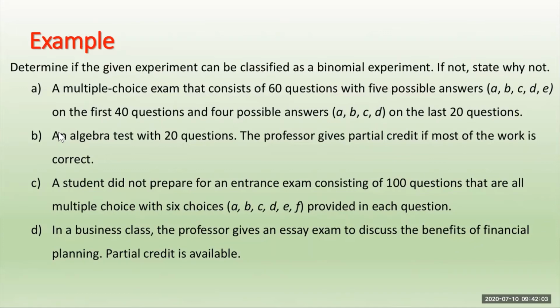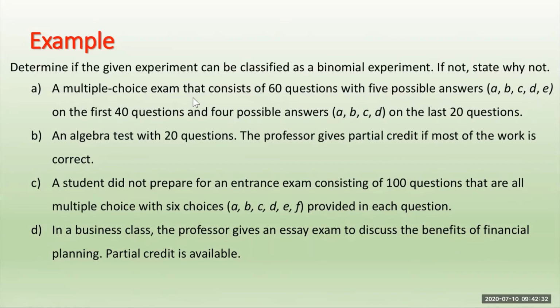That was the third condition. And the fourth one is the probability of success must remain the same for each trial. So here in A, let's find out. A multiple choice exam consists of 60 questions with 5 possible answers, A, B, C, D, E.